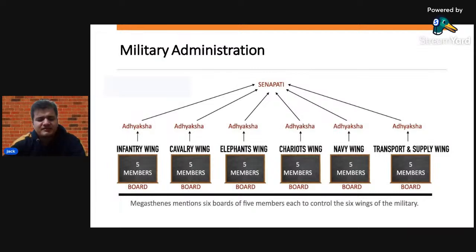So there were six kinds of departments in the military administration, and the head of each of these departments was called the Adhyaksh. Adhyaksh were the officers who used to manage each department, and all the Adhyaksh came under the Senapati. So this is how the structure of the Mauryan administration was.